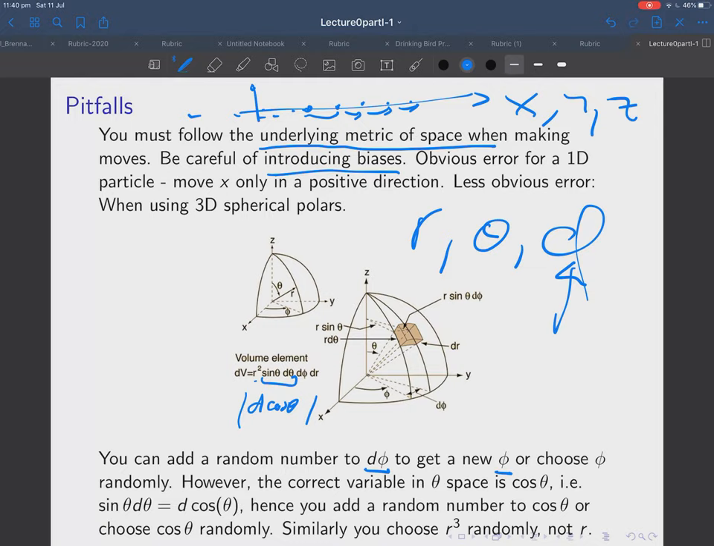You have to change cos theta randomly, not theta. You'll get biases if you choose theta from a uniform distribution, for example. Okay. Similarly for R, you wouldn't choose R from some uniform distribution. You would choose R cubed from a uniform distribution because R cubed is the volume element. Okay. So all this kind of stuff matters, and you have to be really careful if you're not using Cartesian coordinates, using some weird coordinate systems. Okay, just the same as you have to do if you're doing integrals. Okay, you already know that for integration.